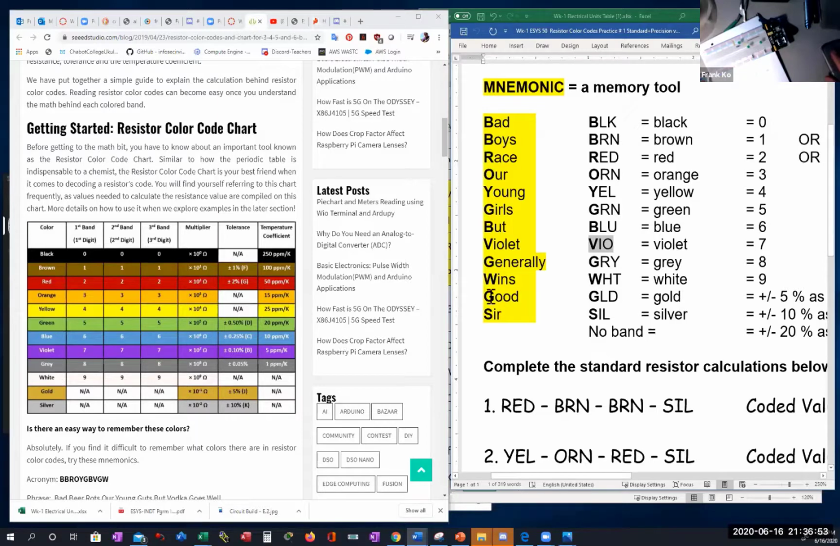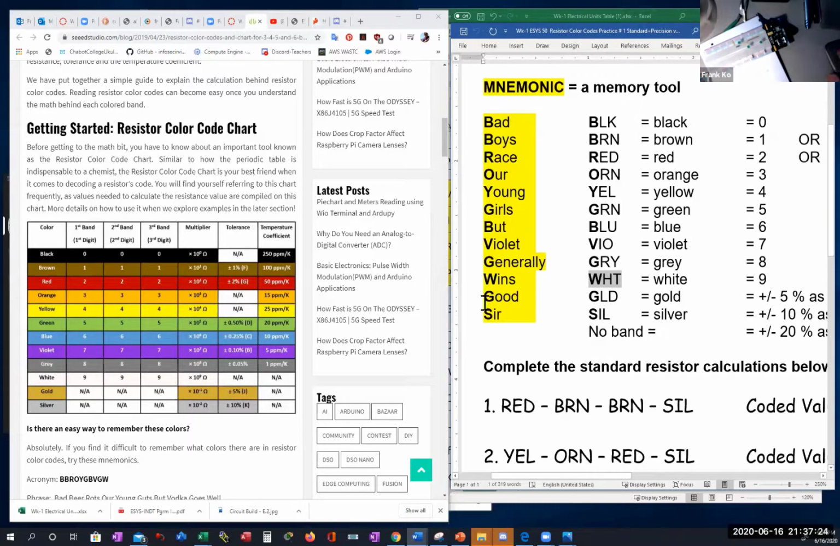G represents gray, and gray and white are shades that are very close to each other on the other extreme. So on one side we start with black and brown, and on the other side we end up with gray and white for the last two numerals of eight and nine. So G for gray, GRY, represents eight. W for white, WHT, represents nine. So you have zero through nine represented by bad boys race our young girls, but violet generally wins.